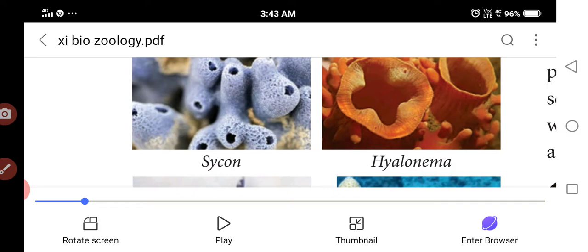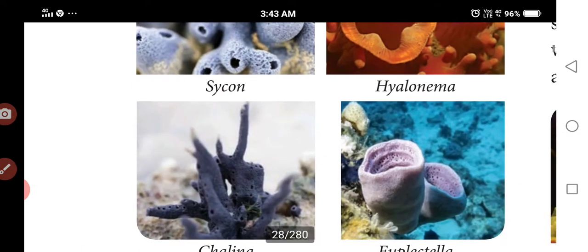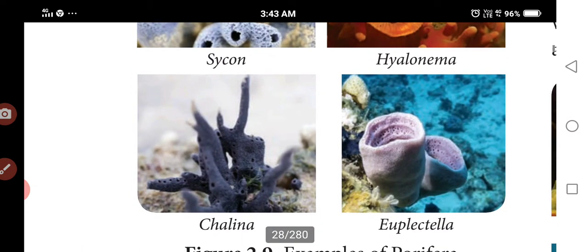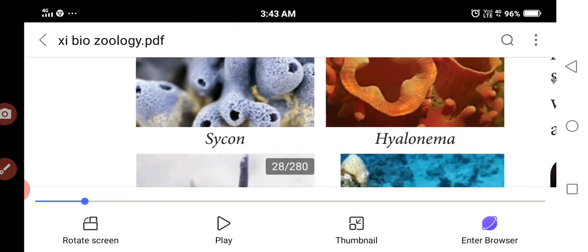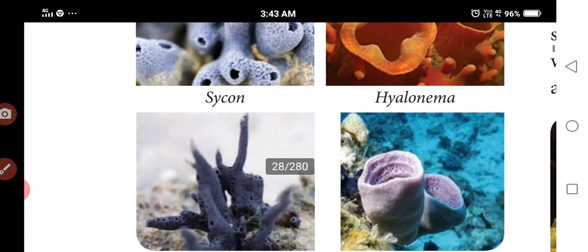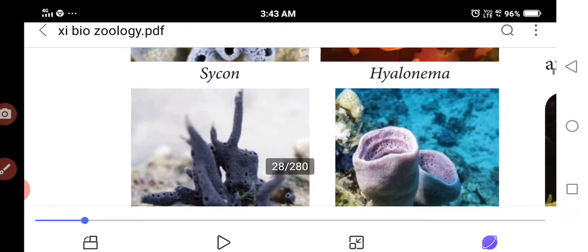All sponges are hermaphrodite. Hermaphrodite means ovum and sperms are produced in the same individual. Asexual reproduction takes place by fragmentation, and sexual reproduction by formation of gametes. The larval stage is called amphiblastula.